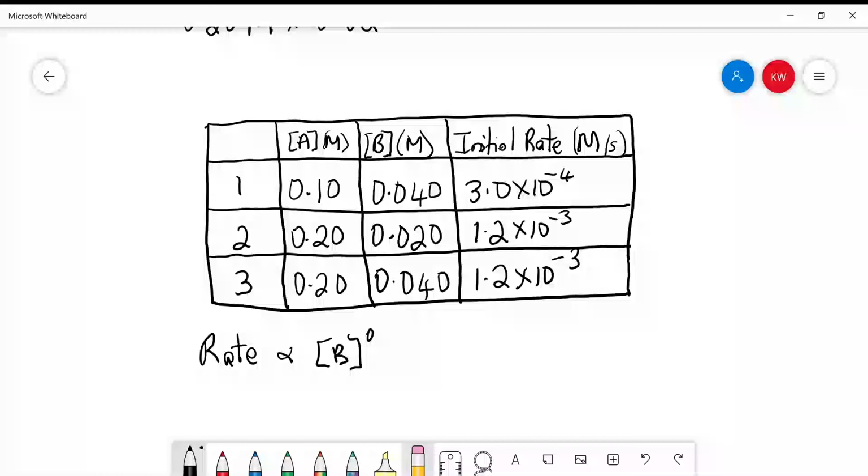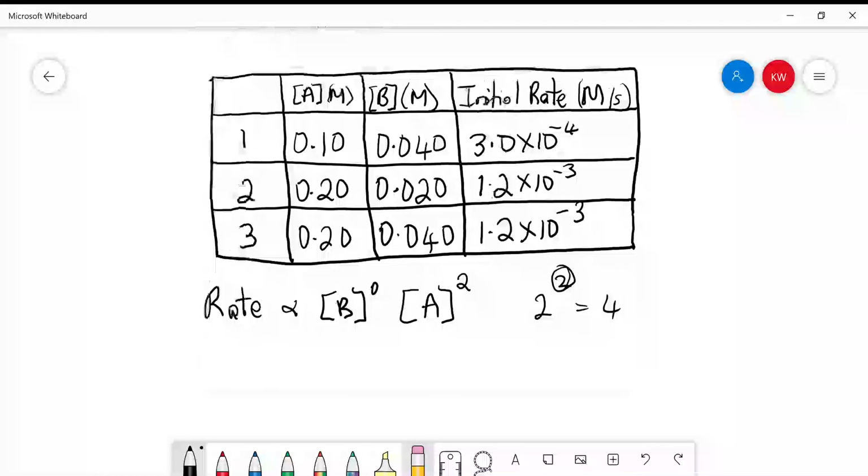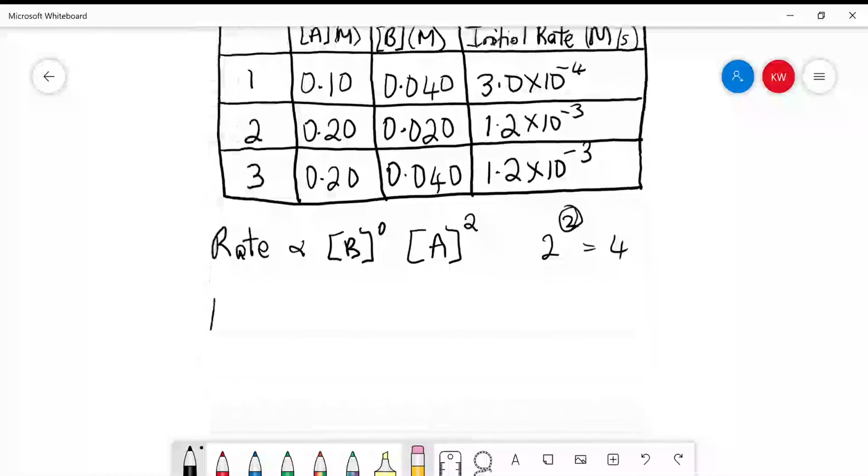This is telling us that it's second order. Because when this is doubled, if you think about it, what is 2 squared? That goes up by 4. So when A is doubled, the initial rate went up by 4 times. So we know this order has to be to the second power. So from this, we can write our rate expression.